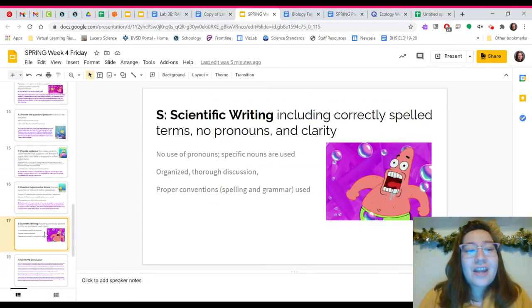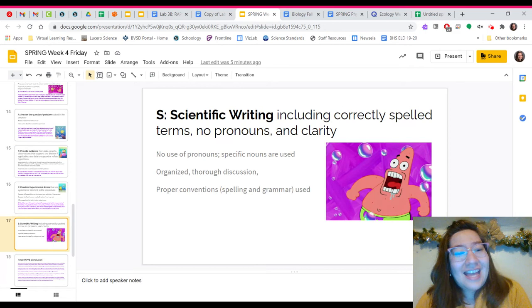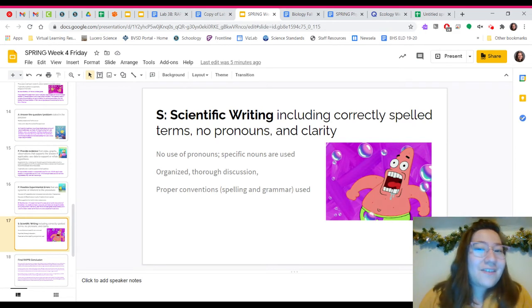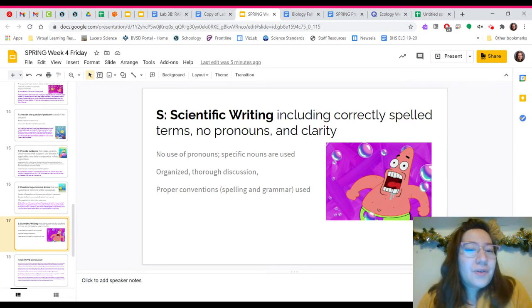The last letter in our RAPS conclusion is S, which stands for scientific writing. And this one, you don't have to actually write anything. This is more so just a check for you to make sure that you have correctly spelled words, you're not using pronouns, and your conclusion is clear.